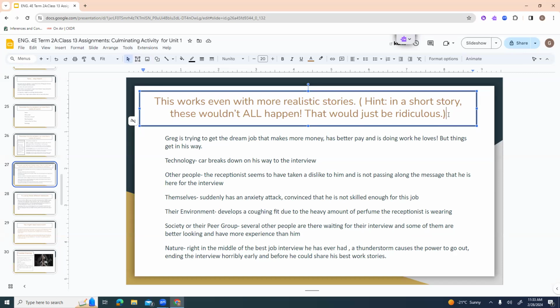This is all talking about more realistic things that could happen, right? I'm just trying to get across the idea that problems don't have to be big, crazy problems. They can be tiny little problems. For a short story, that's perfectly fine.